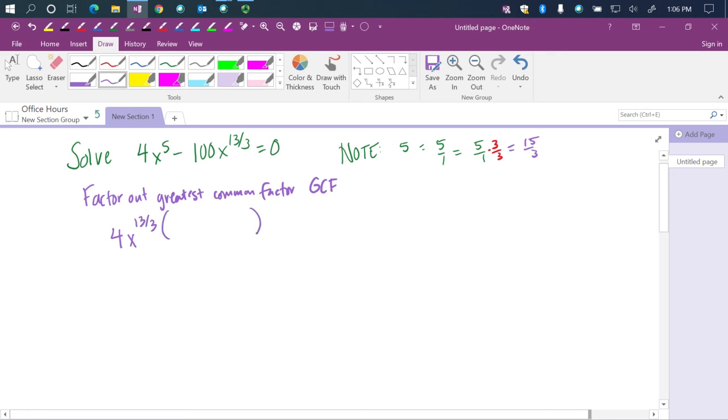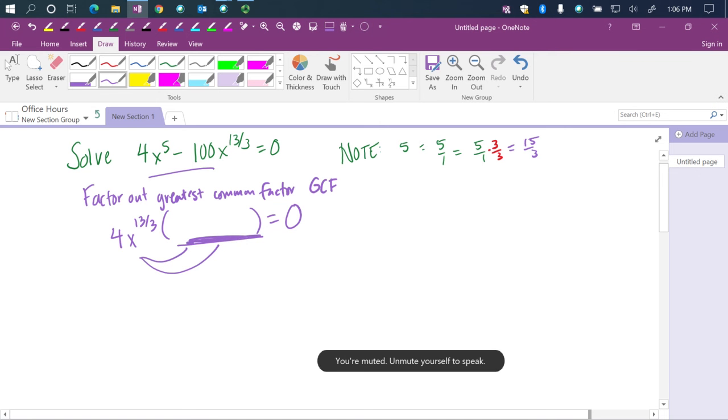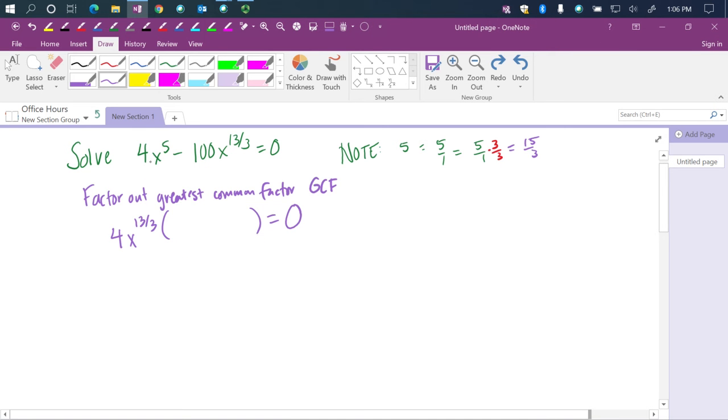Okay, and then we're going to open a set of parentheses and put some stuff in here so that when we distribute again, we get the original. Okay, that's our strategy. So we know we have 4x^5, which, let me write it again, was 4x^(15/3), if I want to put it in terms of that denominator. So right here, we're going to have x to some power. Right now I'm going to call it m. So I know that I'm going to need to distribute this back, and this product needs to be 4 times x^(15/3).